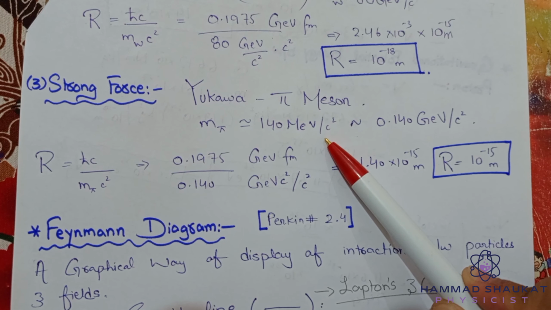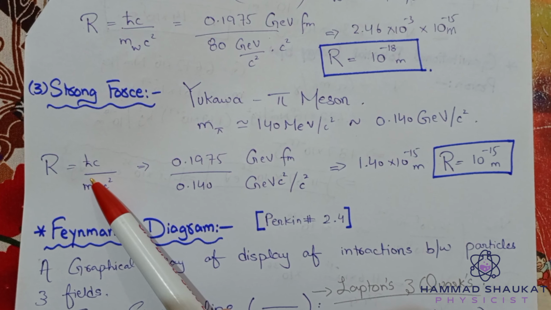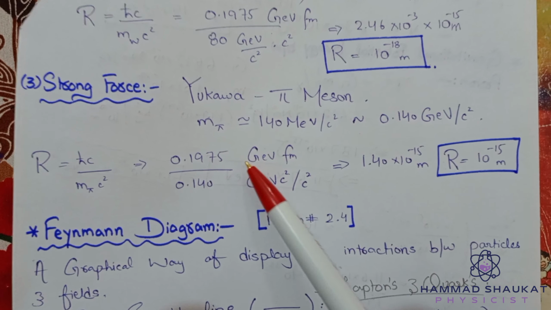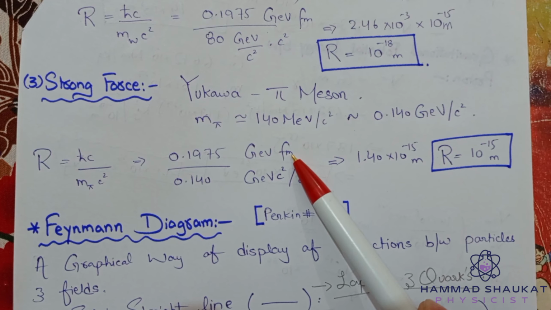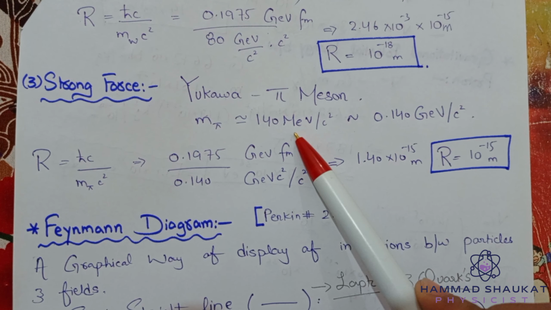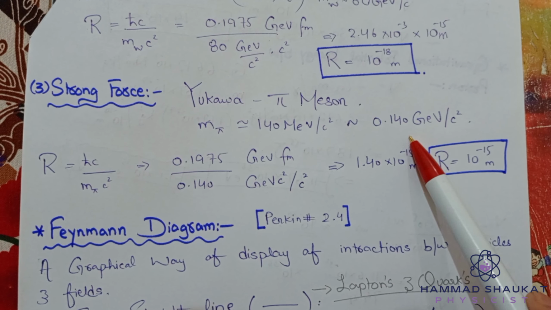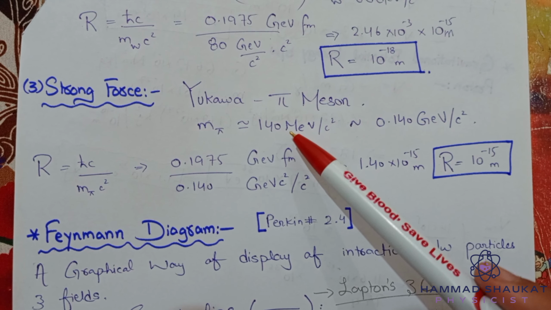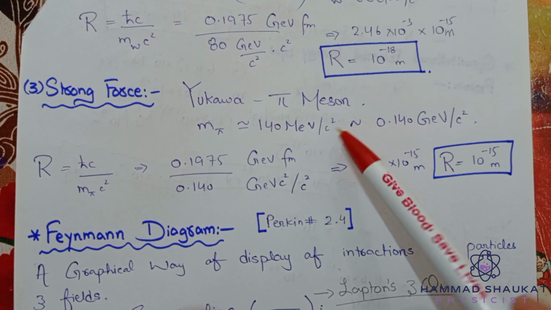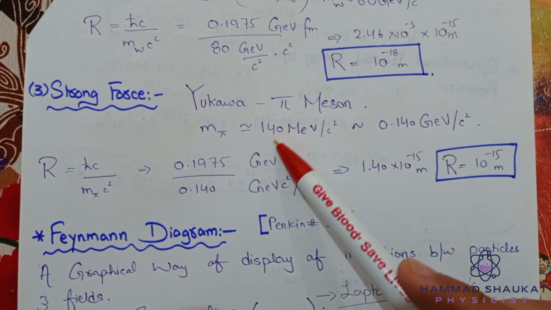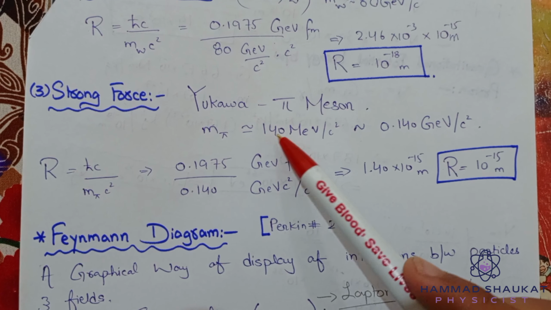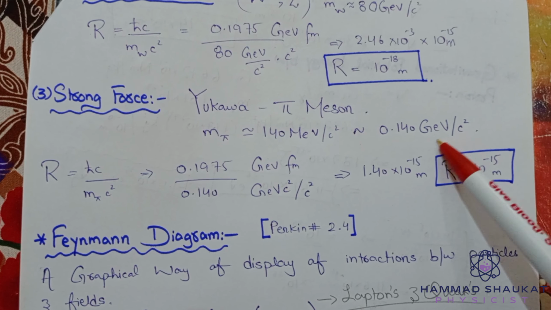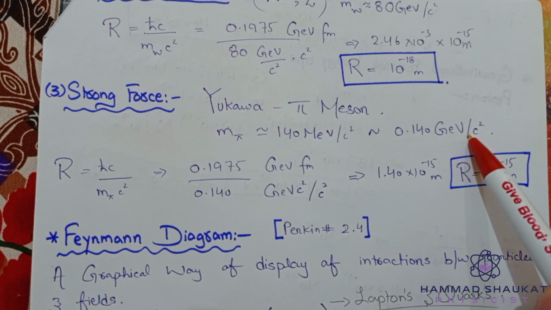per c square. But you know the value of h-cut c is 0.1975 giga-electron volt femtometer. So you must convert this mass into giga-electron volts so that you can cancel units easily. After converting mega-electron volts into giga-electron volts, you will get 0.14 giga-electron volts per c square. So this is your mass.